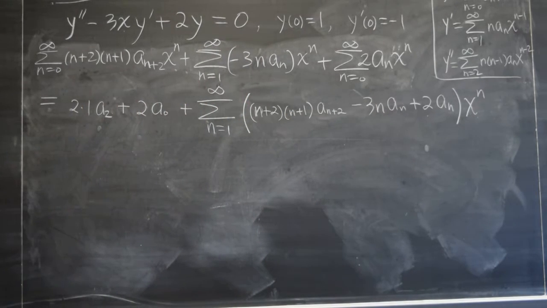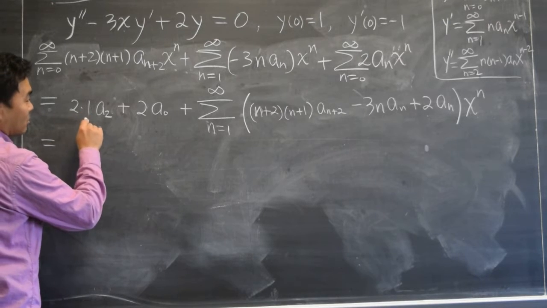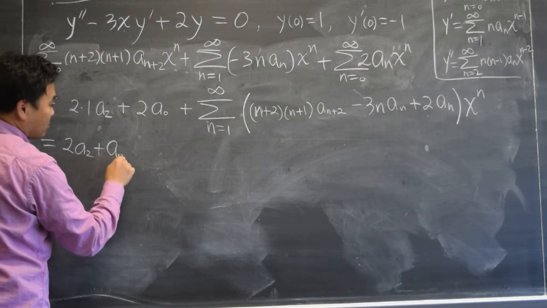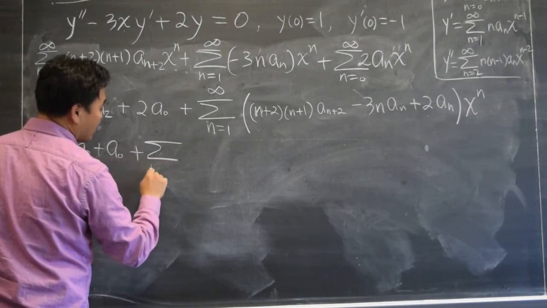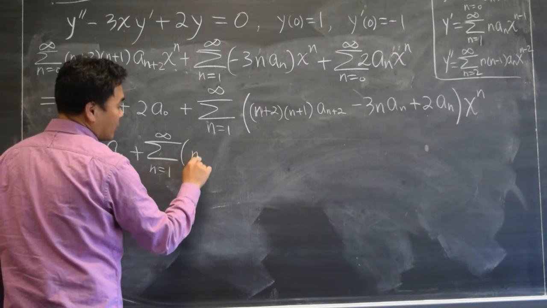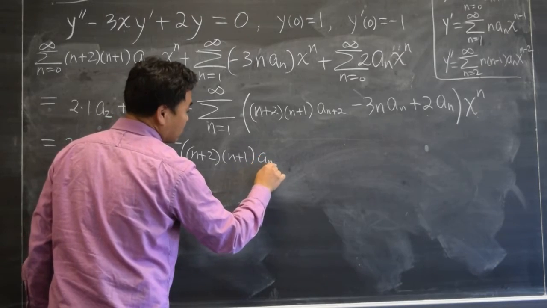Yes? In the parentheses, could you change it to minus 3n? Because you have a minus 3 and a plus 2. Oh, actually, that's what I was about to do. So let's simplify this. You have 2a2 plus a0 plus sigma n equals 1 through infinity, n plus 2, n plus 1, a_(n+2).